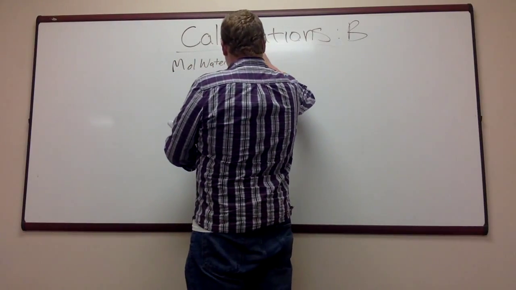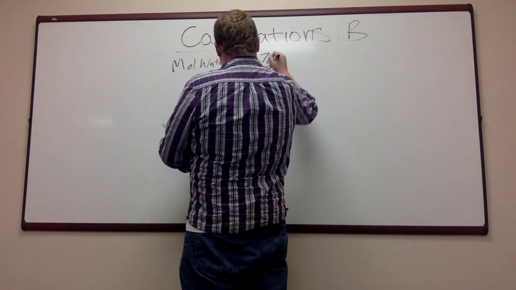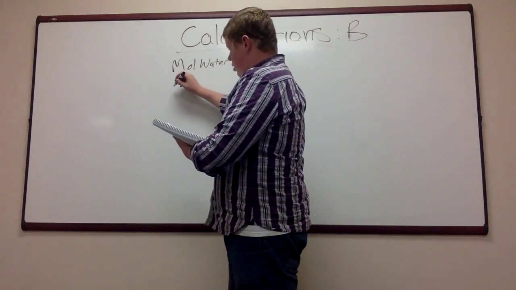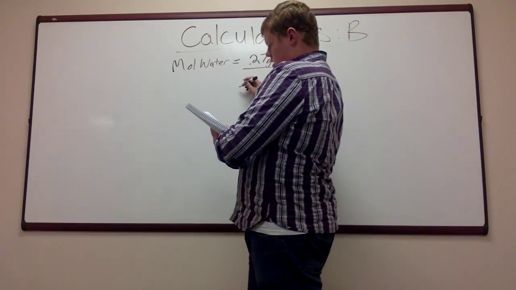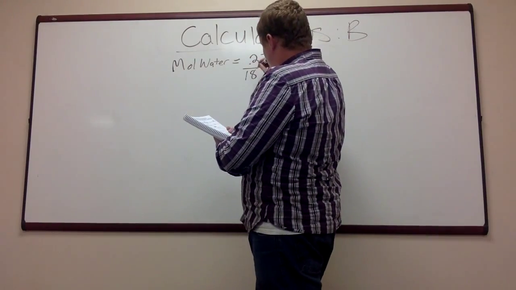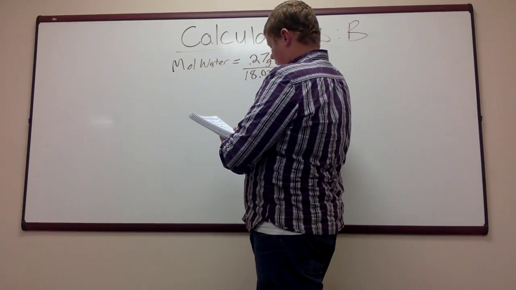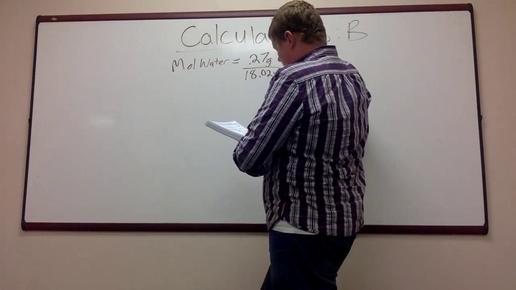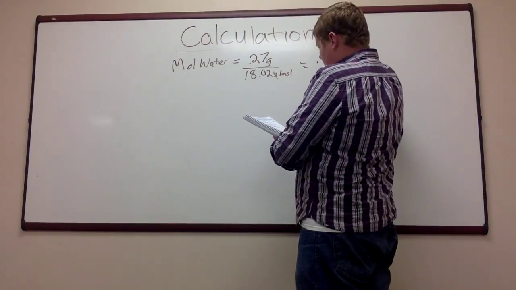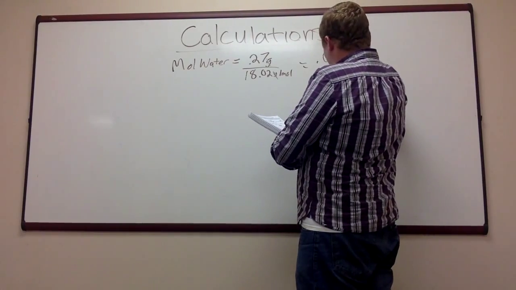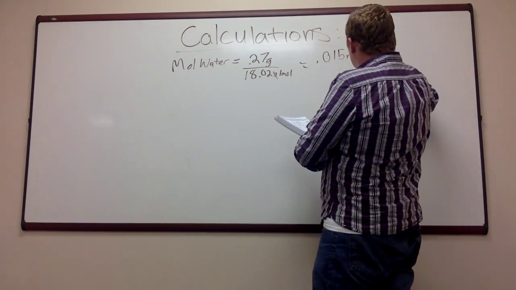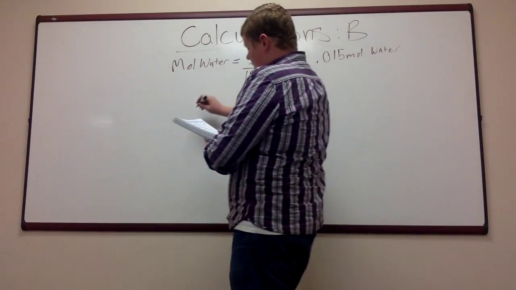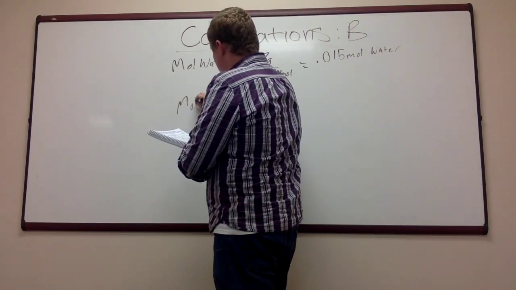With those two figures in mind, we find the moles of water, which equals the mass of water, approximately 0.27 grams, over the molar mass of water, which, as we all know, is 18.02 grams per mole. The grams cancel out, and you're left with 0.015 moles of water present.